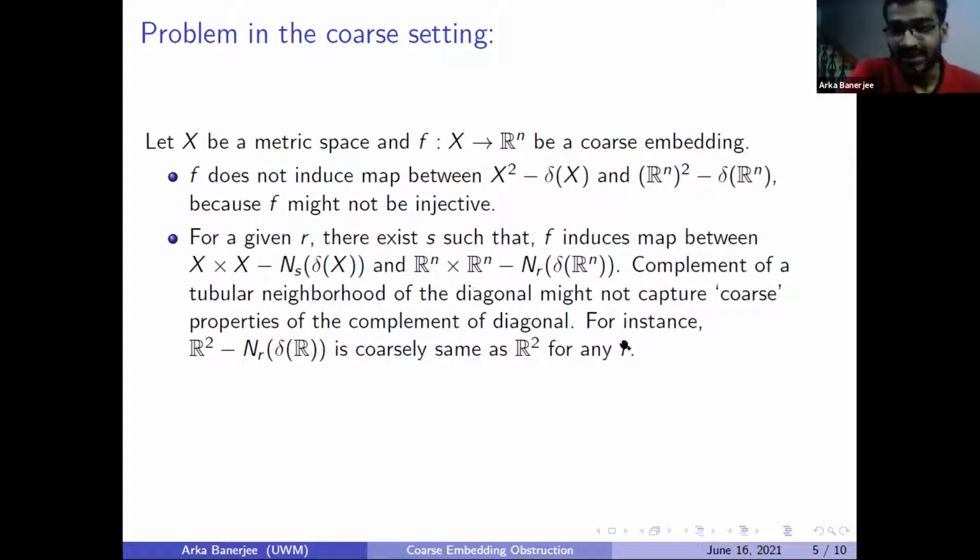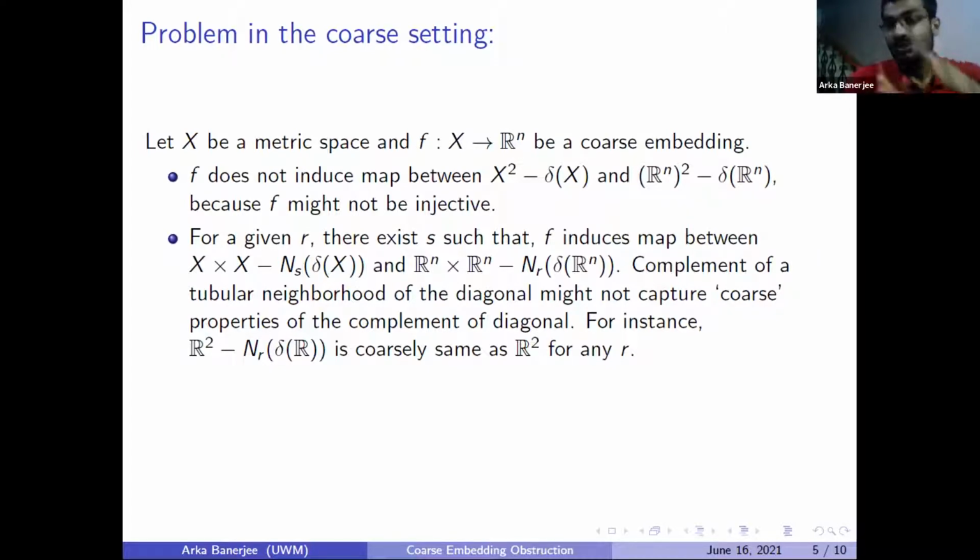And the reason you can see by thinking about this example, for instance, R squared. If you think about R squared and look at the diagonal and take any neighborhood of the diagonal, it still remains the same as R squared, right? Coarsely, it is the same as R squared. So you don't change anything, no matter how big a tubular neighborhood you delete from R squared.